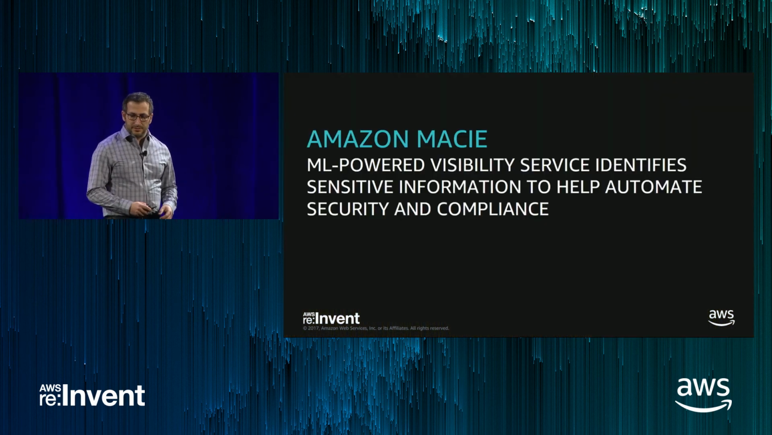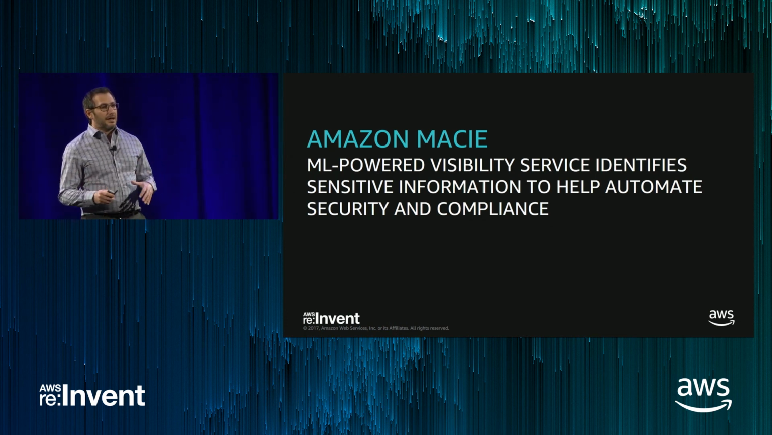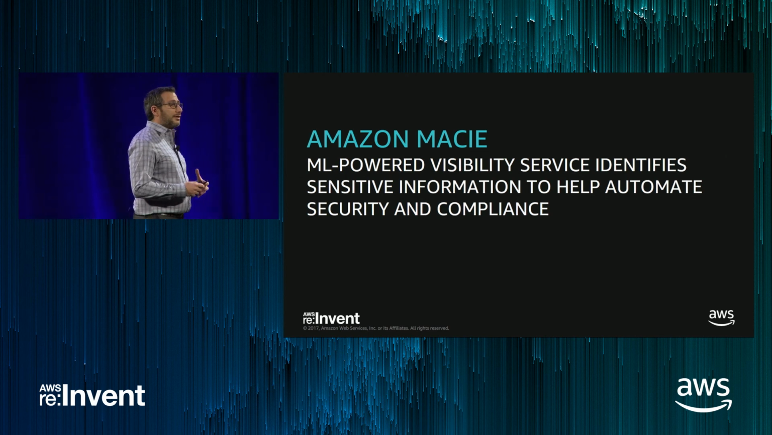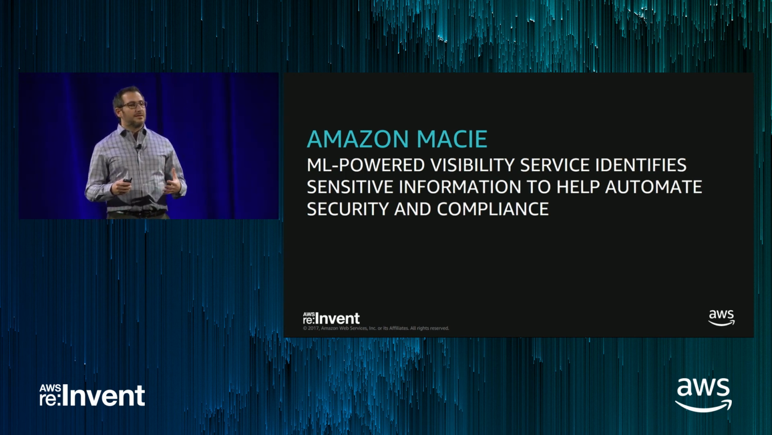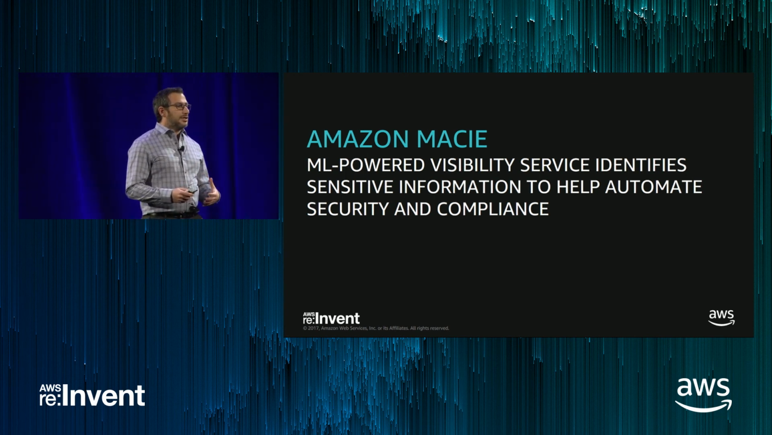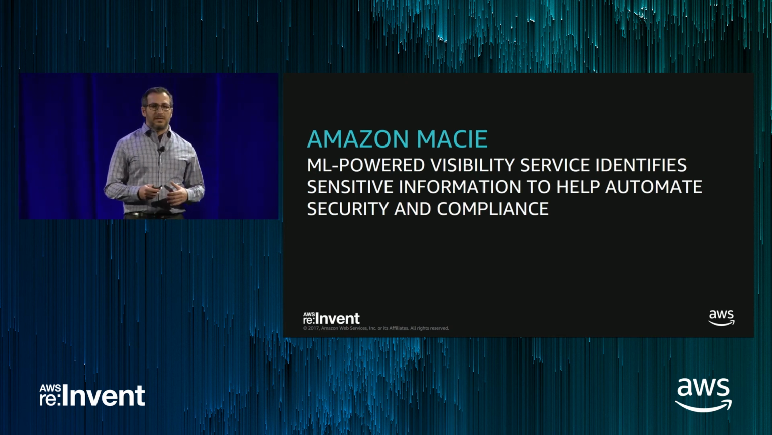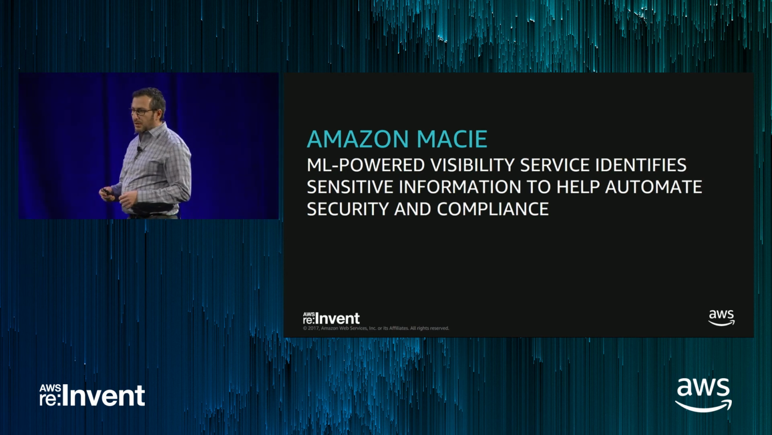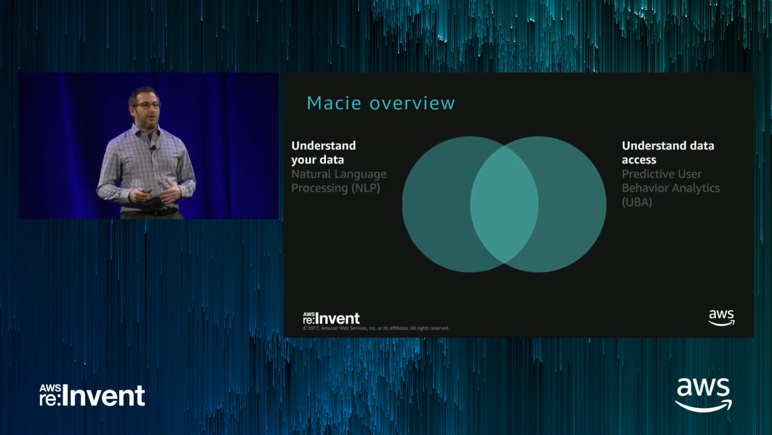So let's get started. What is Amazon Macie? Amazon Macie is an ML-powered tool that gives you visibility into your account and more specifically into your data. This will help you to detect all sensitive information, and you can achieve a higher level of security and all the compliance that you need. So how do we do that? Our approach is based on the following.